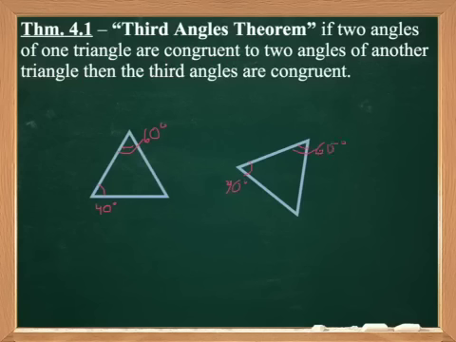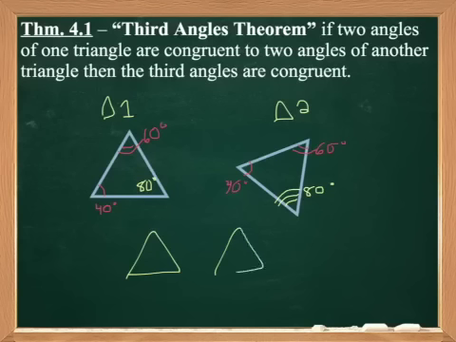Well, we know that the third measure of the triangle must then be 80 degrees. And if the first two angles are congruent in triangle 1 and in triangle 2, then this third angle must also be congruent, so it must be 80 degrees. So if you have any two triangles where two angles are congruent, that means that the third angle must also be congruent.